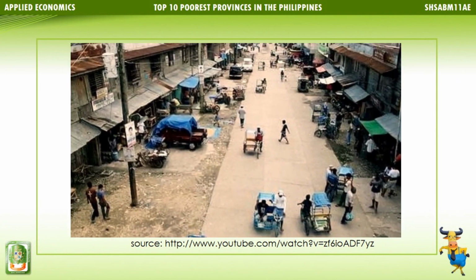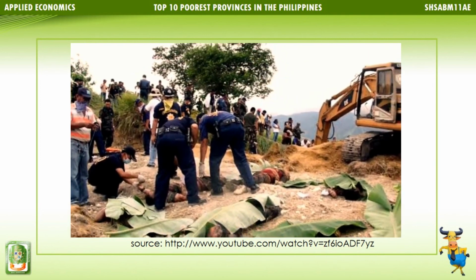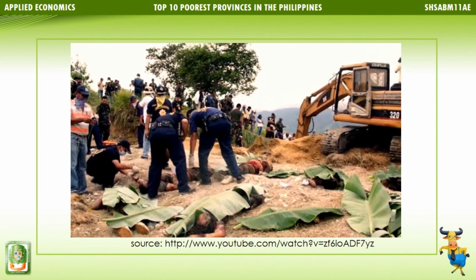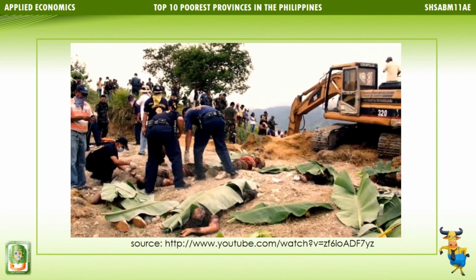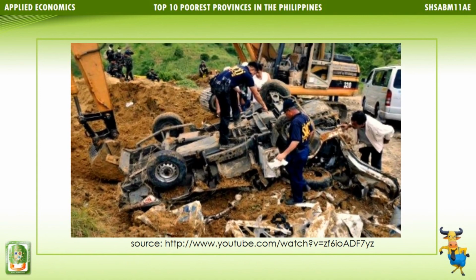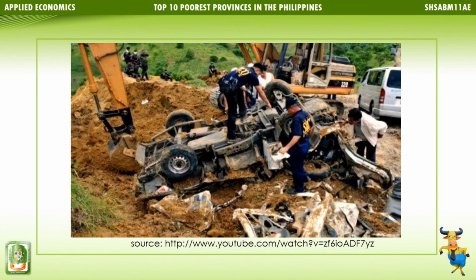The Maguindanao massacre, also known as the Ampatuan massacre, after the town where the mass graves were found in the town of Ampatuan in Maguindanao province. According to the CPJ, Committee to Protect Journalists, it has called the Maguindanao massacre one of the deadliest events for journalists in history. At least 34 journalists are known to have died in the massacre.